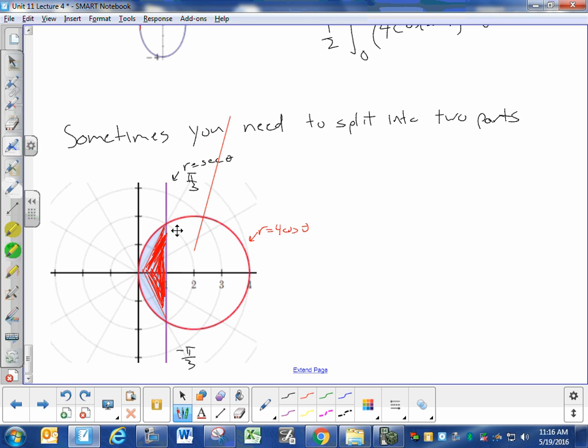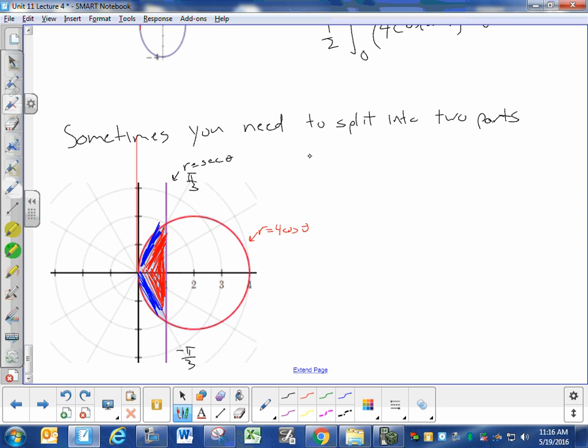That means right here, between pi over 3 and what value is this? So here's pi over 3. I go to what angle measurement to get back to 0 to close up the angle in blue, the area in blue? Pi over 2, right? So I have that, and then I have that. I'm going to split it up into two parts.